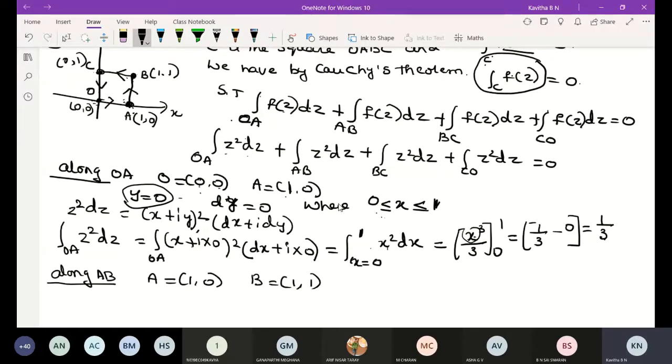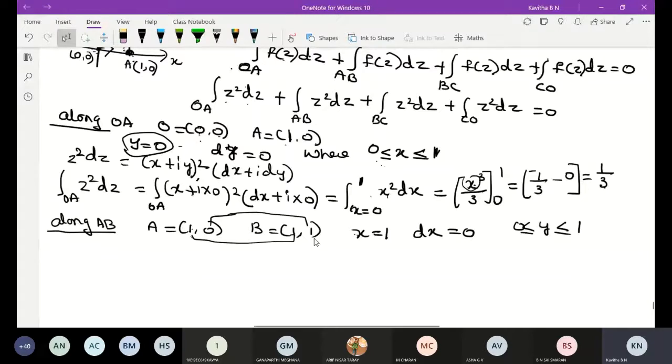Observe here, x is equal to 1 and x varies from 1 to 1, so x is not varying here. X is a constant, so write down x is equal to 1. Then do the differentiation: dx is equal to 0 here. Then observe y: here y is greater than or equal to 0 and less than or equal to 1.